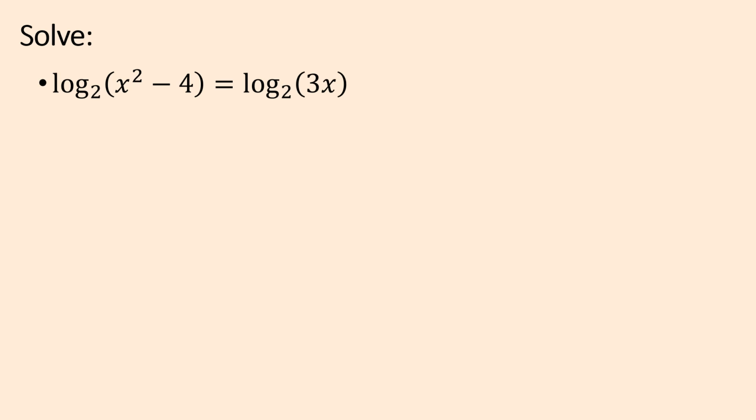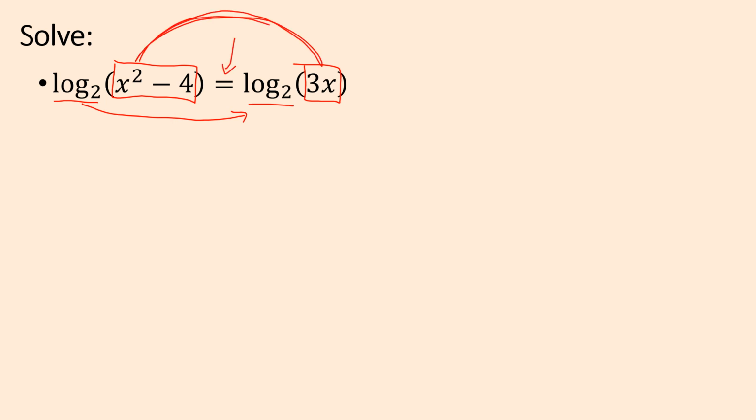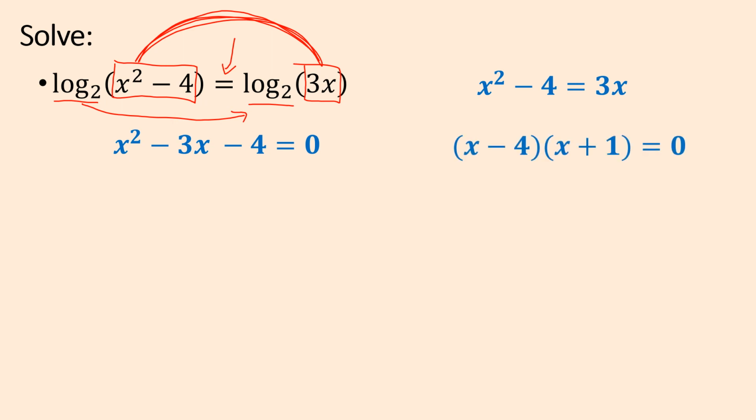Now, when we have the same log on both sides, we're taking the log of some number, and it's equal to the same log of another number. If these are going to be equal to one another, these two boxes have to be the same. That's the only way we're going to get the same thing on both sides. So we can just set up an equation, x squared minus 4 equals 3x, move everything to one side, and at this point we have a trinomial. We can factor it by earmuffs, and we get x minus 4, x plus 1.